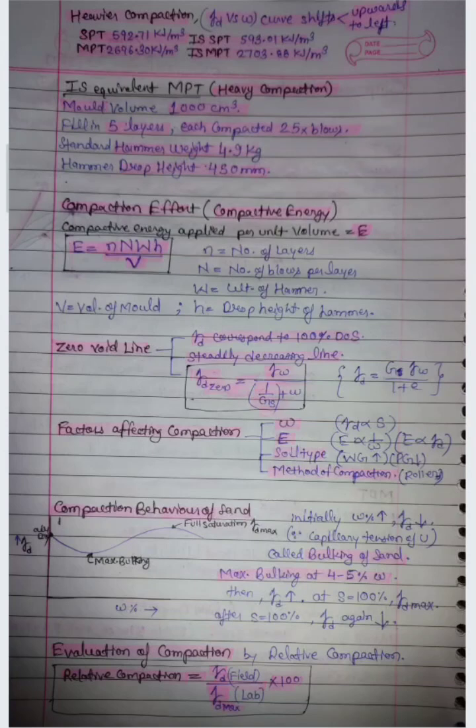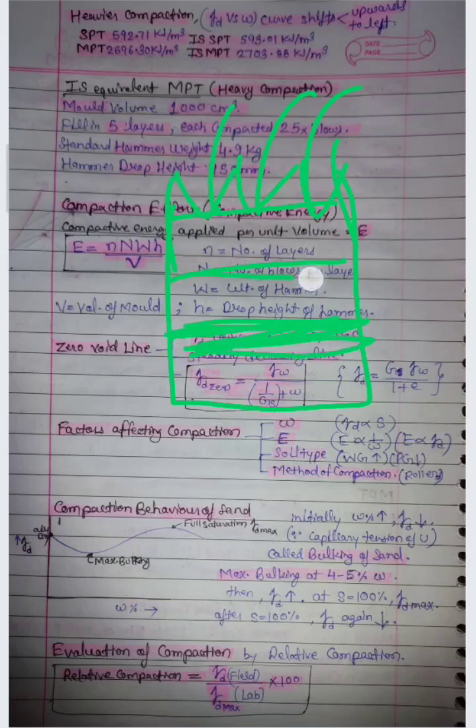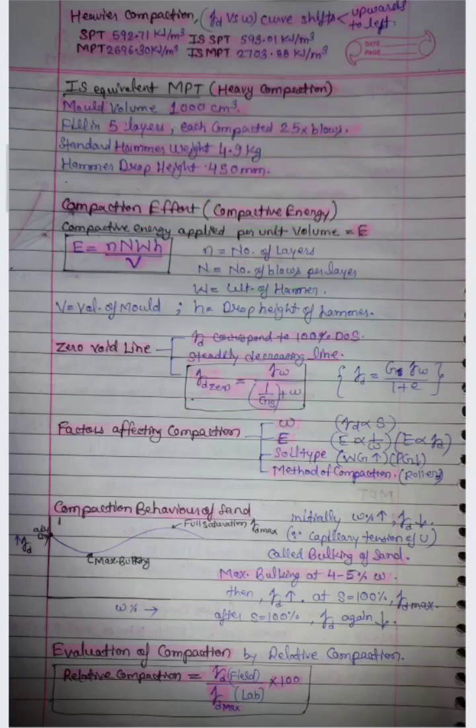Now the compaction is affected by the degree of compactive effort that you have put onto the specimen. Like how much you have compacted this layer, how much you have compacted this layer, how much compaction you have done to this layer. So this whole compaction which you have done onto the specimen can be summed up as compaction effort, means the energy you have put onto the sample to compact it, which is called compactive energy or compaction effort.